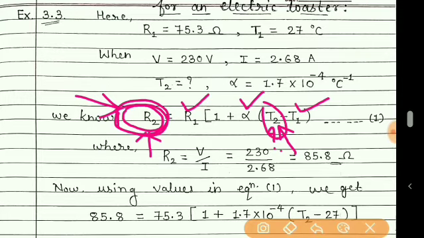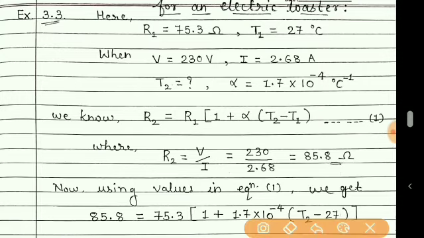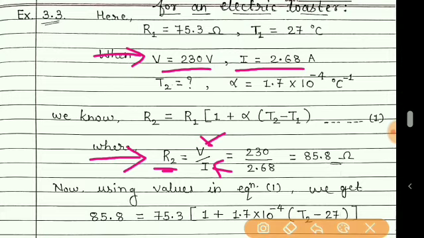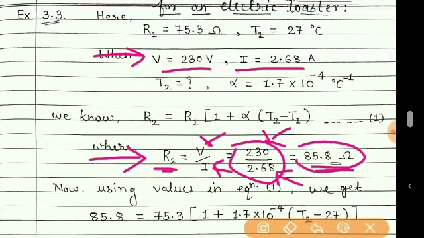So first we'll find R2. When the switch is made on, this much voltage is there and this much current is there. So applying Ohm's law, we can find the resistance R2. R is equal to V by I according to Ohm's law. Voltage is given, current is also given. So put these values. After calculating, we will get 85.8 ohm.